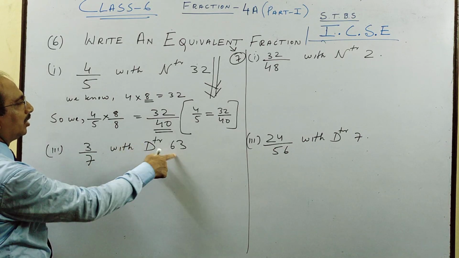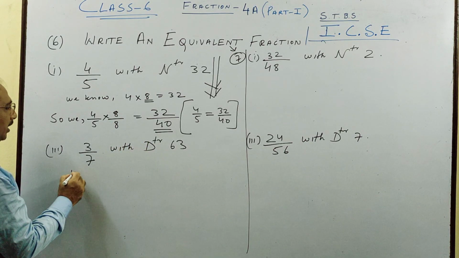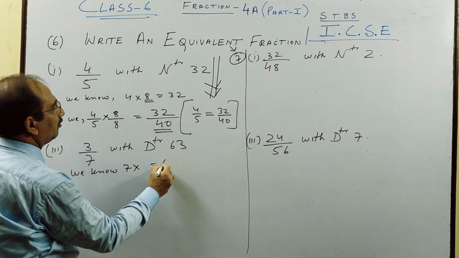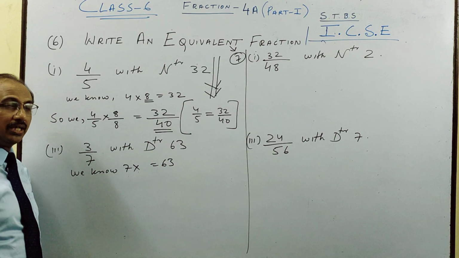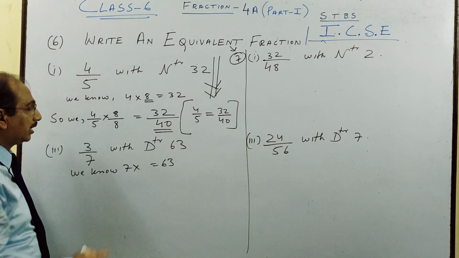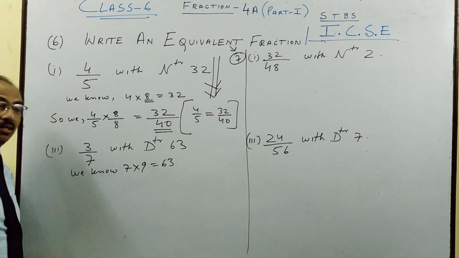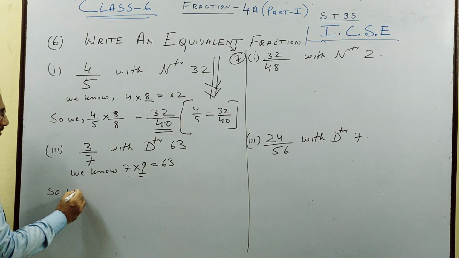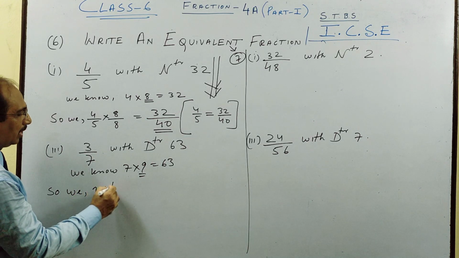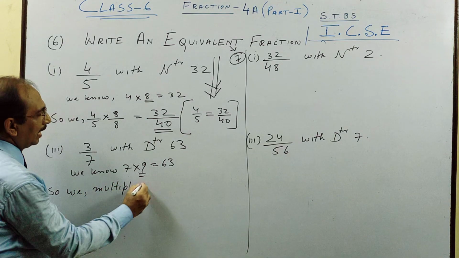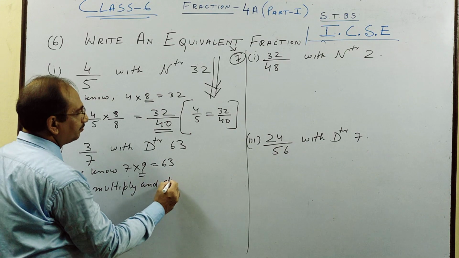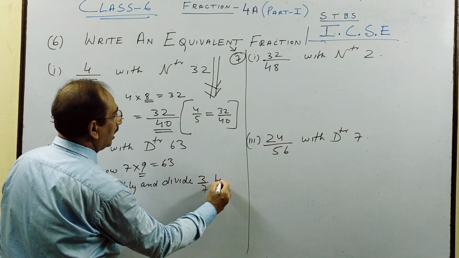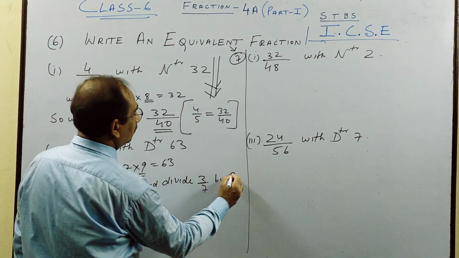See this question, I want denominator 63. We know 7 into what will give you 63, children? Please know the table. Learn tables up to 20. 7 nines are 63. So here we multiply and divide 3 by 7 by 9.